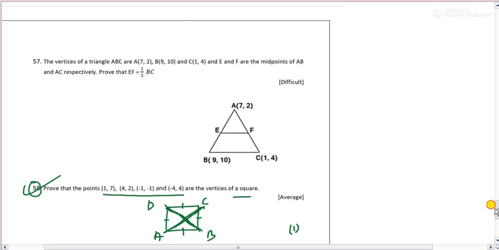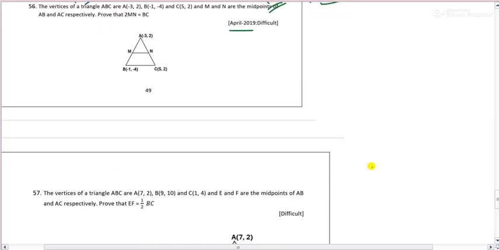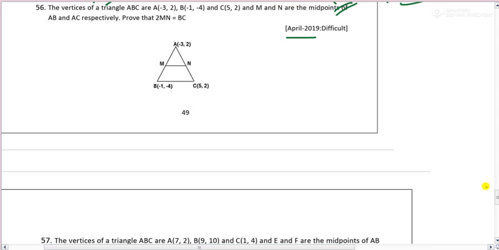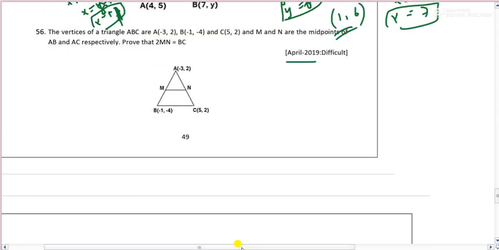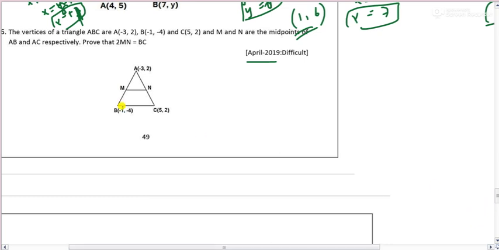But above this, there are two similar questions. I will try to explain. The vertices of triangle A, B, and C are given here, and M and N are midpoints of AB and AC respectively. Prove that 2MN is equal to BC. As per them, here M is the midpoint of this side and N is the midpoint of this side.